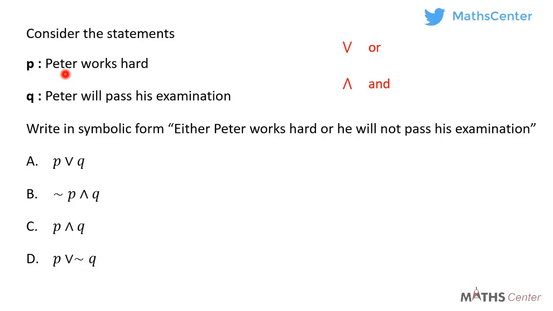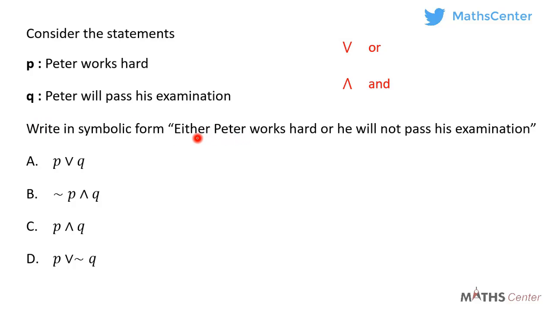We have been given 2 statements. The statement P is Peter works hard, and statement Q is Peter will pass his examination. The question wants us to write either Peter works hard or he will not pass his examination in symbolic form.